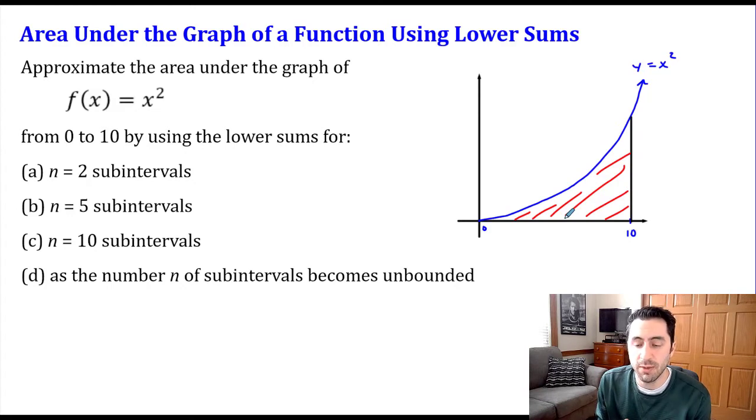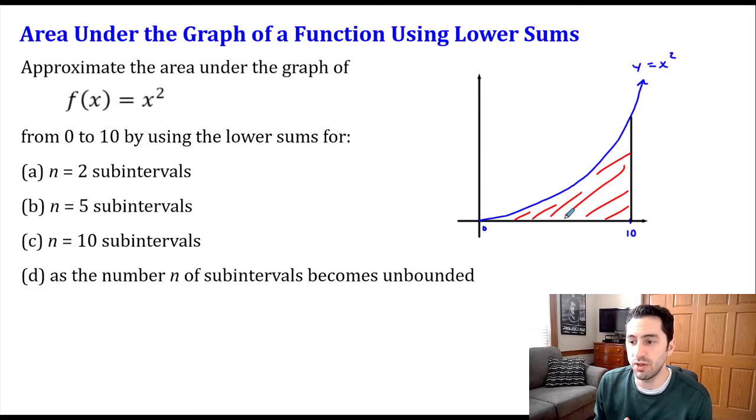So let's take a look at what happens when we use two subintervals, 5 and 10. So those will give us approximations of the area of this region. And then lastly, let's take a look at what happens as the number of subintervals becomes unbounded. Or in other words, as the number of subintervals increases to infinity.